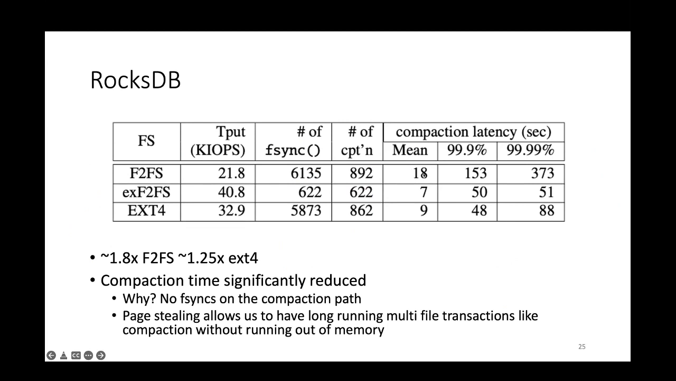Compared to F2FS, at least, the time for these compactions is significantly reduced, because the way RocksDB works right now is that we have a lot of F-syncs on the compaction path, because we don't support transactions at the file system. But because of the additions in this work, we can have this long-running multi-file transaction without running out of memory, and without all these overheads for F-syncing and stuff like that.